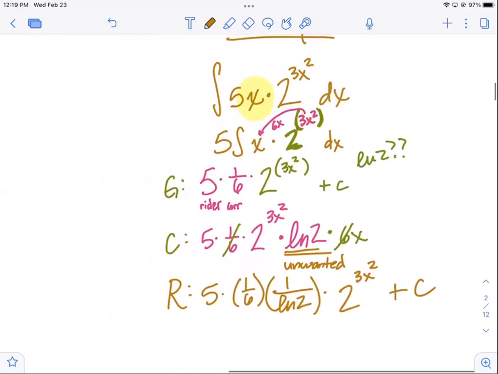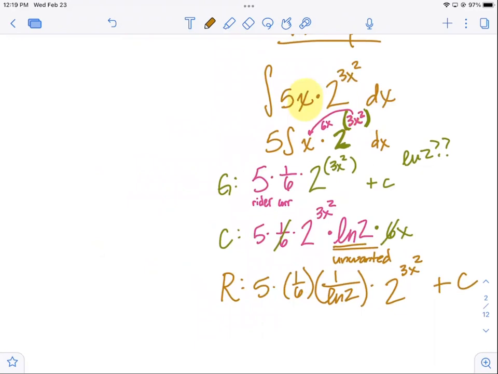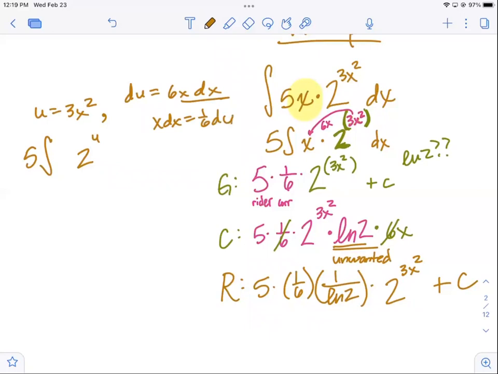All right. If you were to do the U-substitution, it would look pretty much the same. You would say let U equal 3x squared. And so now we're going to have 5 times the integral of 2 to the U. And then when I take the derivative of this, the derivative of U is going to be 6x to the first dx. That's in differential form. And now I need to solve for x dx. So x dx is 1/6 du. And now I can replace both of these with just a 1/6 du.